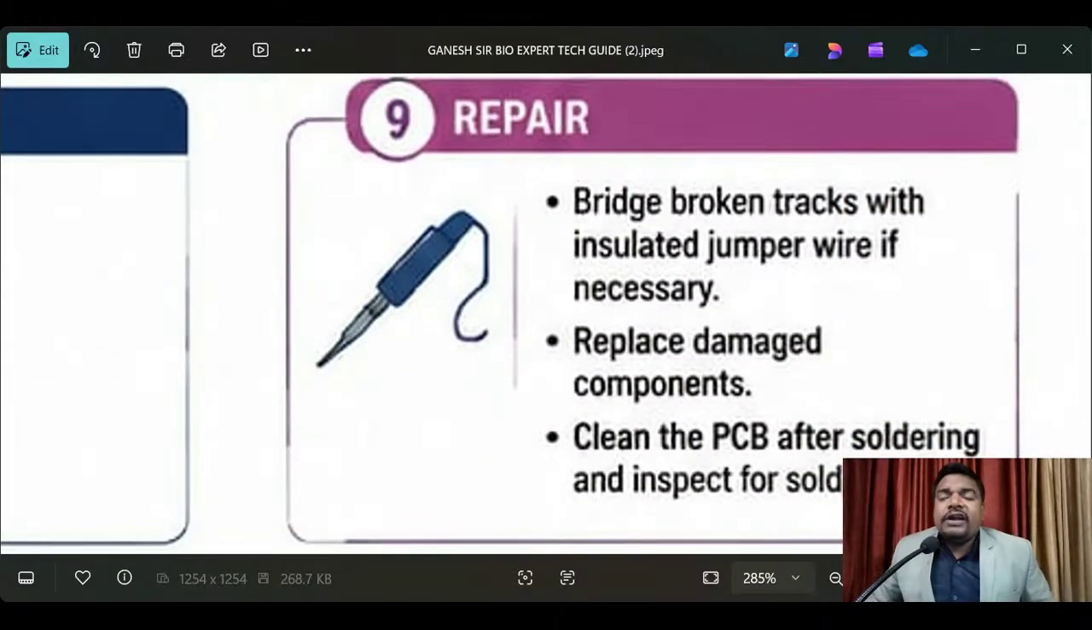Now come to the ninth point. See here, the ninth point of the PCB trace procedure and repair. Step 1, step 2, step 3, step 4, step 5, step 6, step 7, step 8, step 9. Now, the ninth point: repair, bridge broken tracks with insulated jumper wire if necessary. Replace damaged components, clean the PCB after soldering, and inspect for soldering bridges. Okay, so these are the things.